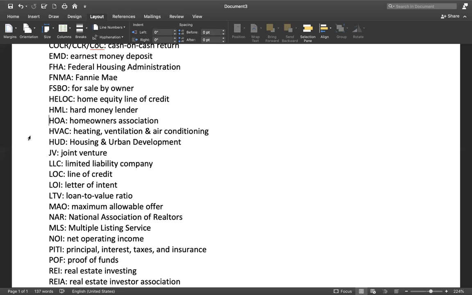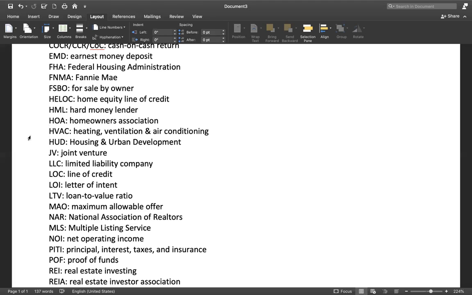Another one is certain properties are in HOAs, or homeowners association. So it's an extra monthly payment you should be aware of, but you might not have to mow the lawn, or you get amenities like tennis courts and pools with being a part of that community. And that's what that pays for. HVAC stands for heating, ventilation, and air conditioning. So that's just your heating and AC unit system in a property.